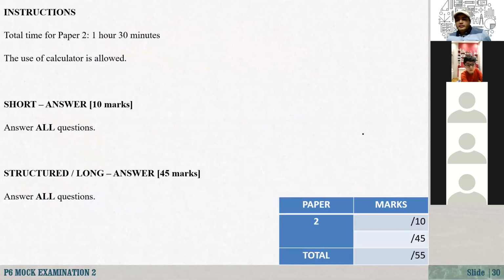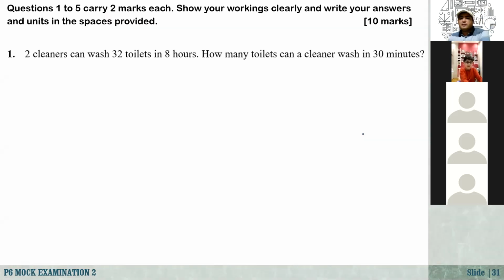So the second part, for all questions, you have 1 hour and 30 minutes. How many questions do we have? We have 17 questions. Some questions are easy, some questions are difficult. So let's start with this. All right. Guys, read the question. Whoever answers first will get 10 points. Questions 1 to 5 carry 2 marks each. Show your workings clearly and write your answers and units in the spaces provided.